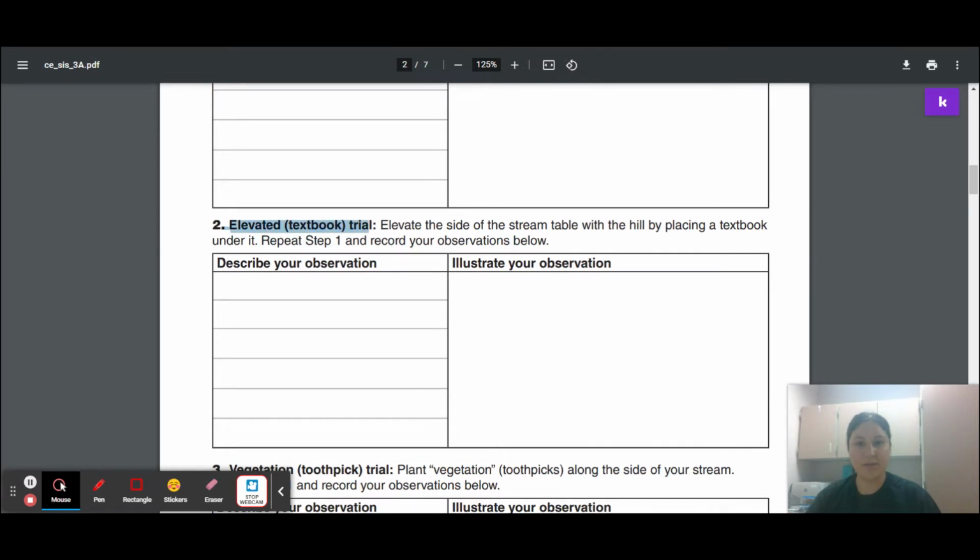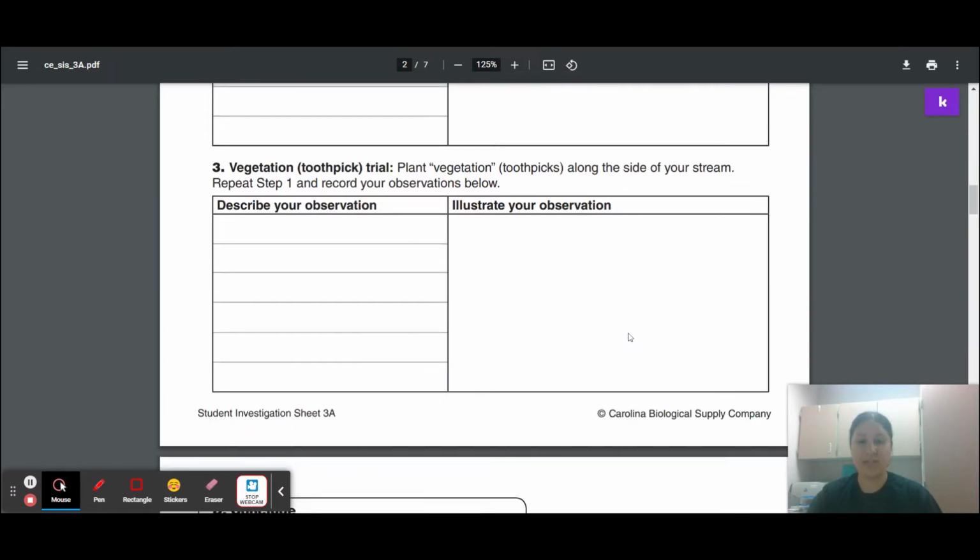Next, you will have something that will affect it. It's the elevation. So you're going to use a large textbook or something that will push it up from the sides so it creates a nice slope. You're going to draw, once again, describe, and then move on to your final one, which is vegetation.